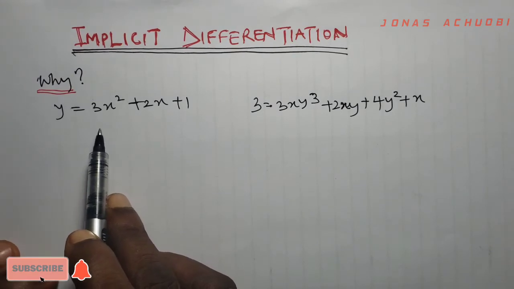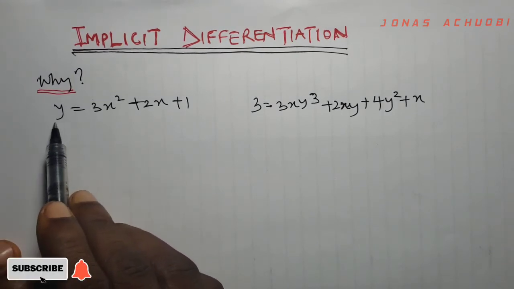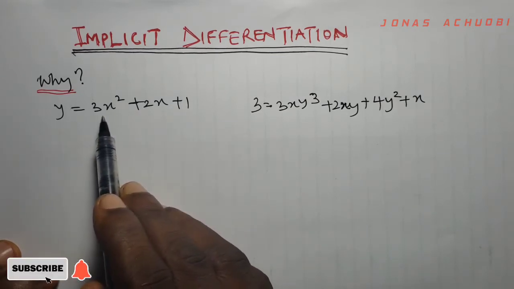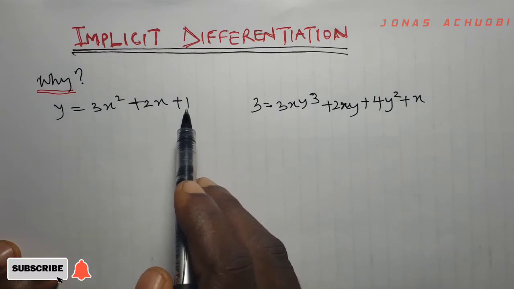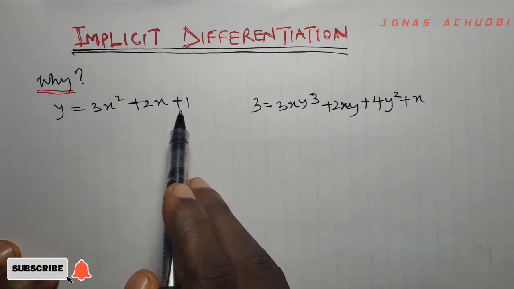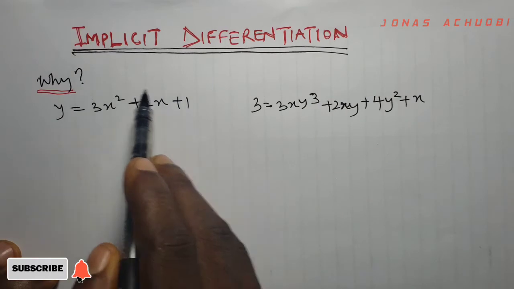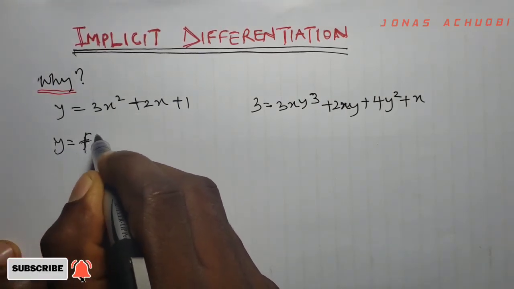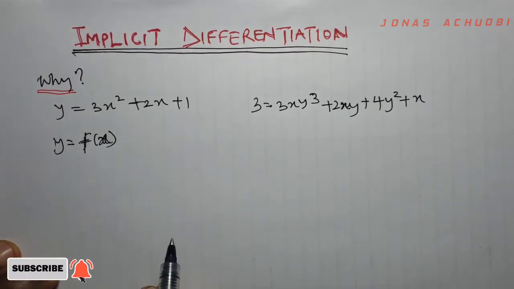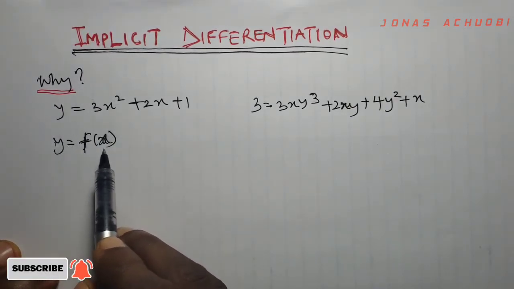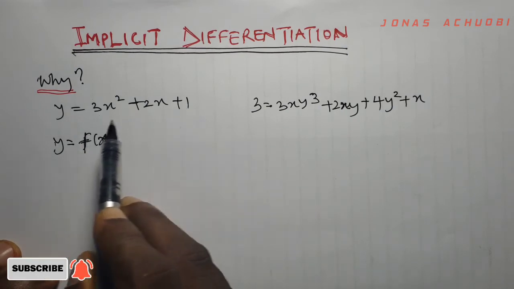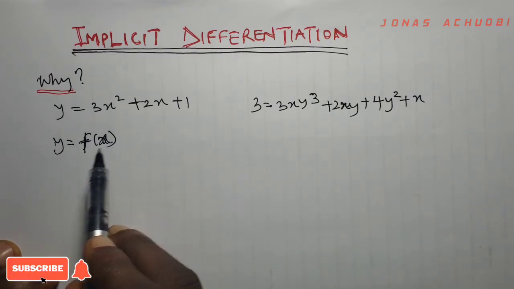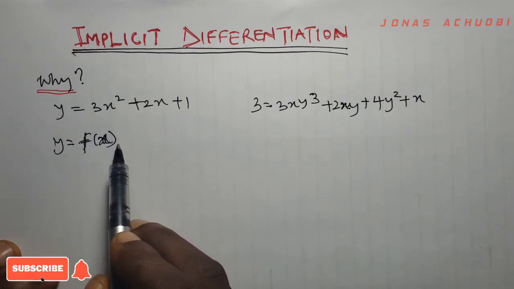In this first function, you observe that the left-hand side is a function of y, and the right-hand side, 3x squared plus 2x plus 1, is a function of x. That is to say that we can write this first function as y equals f of x, in the sense that the right-hand side is a function that contains only the variable x. So y is equal to f of x.